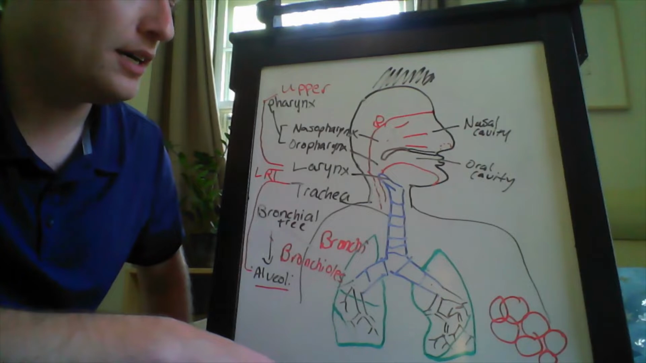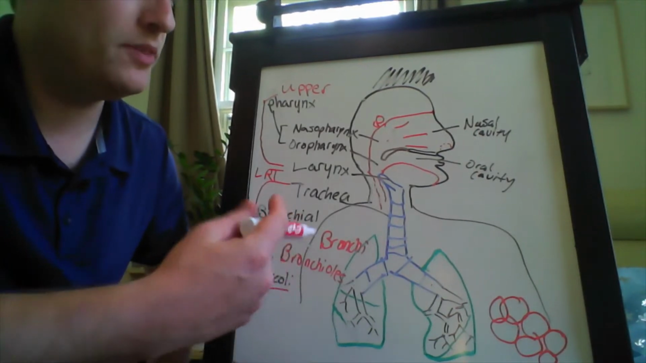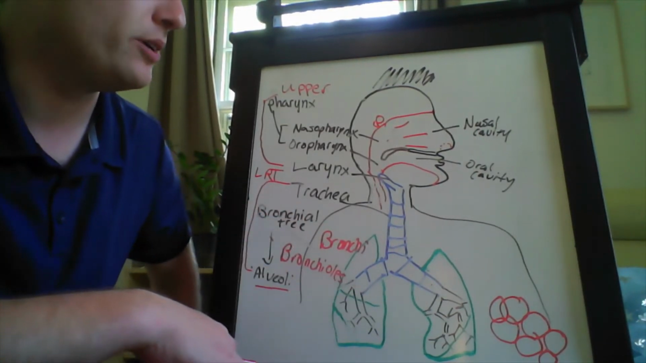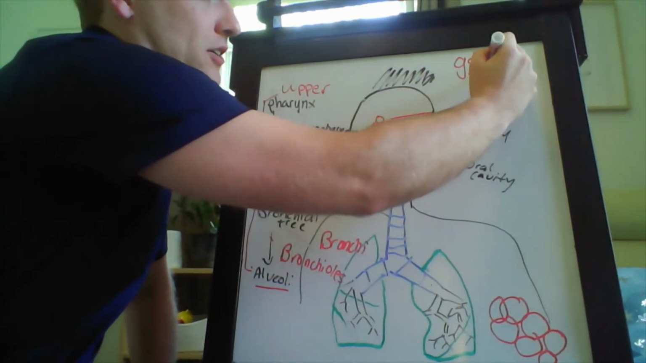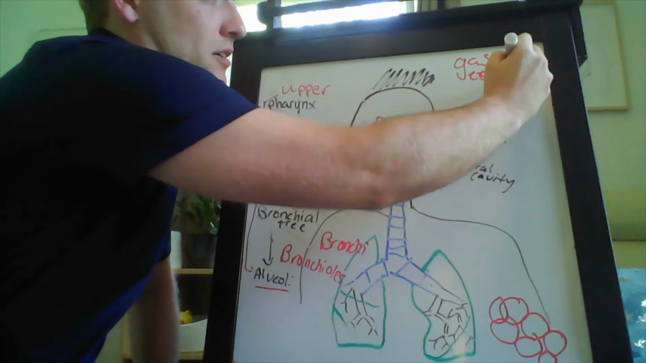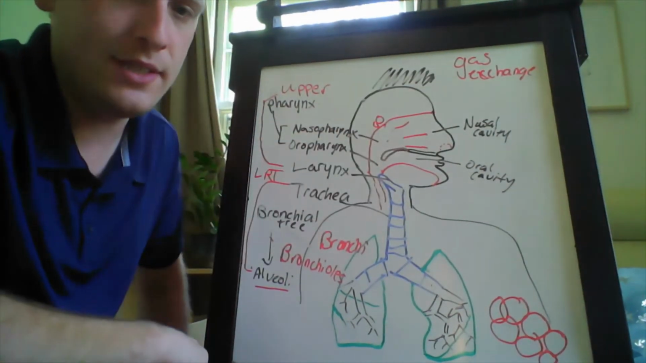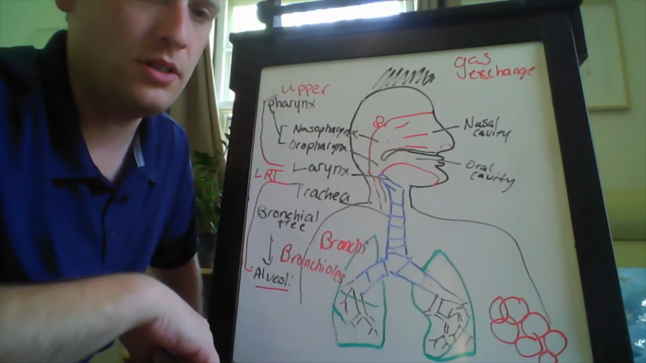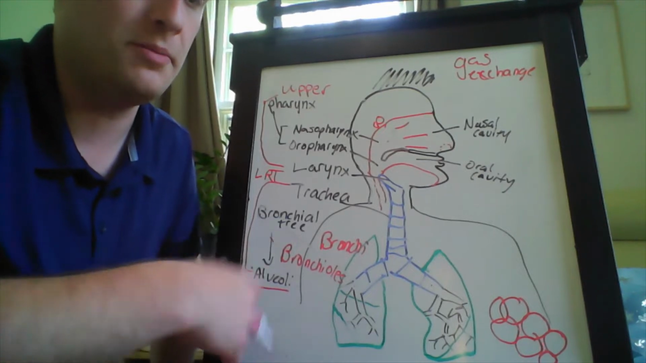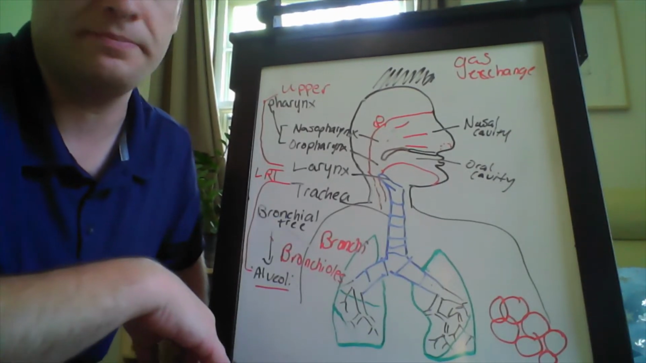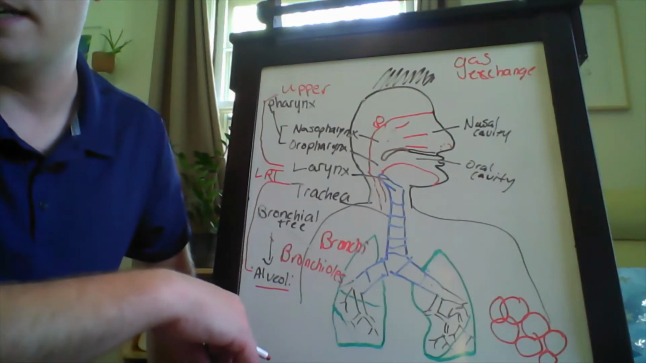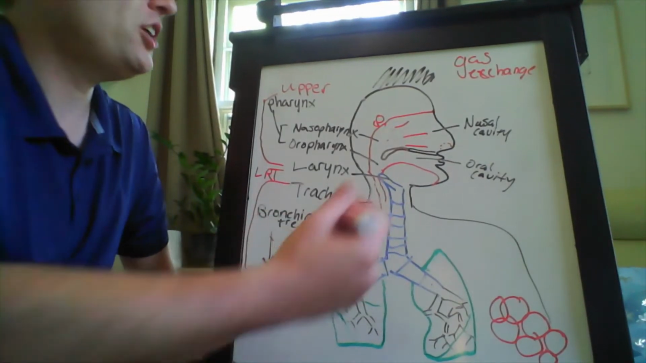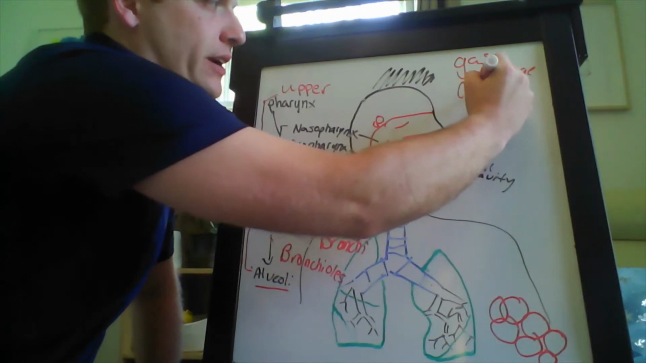And of course, that is the number one function of the respiratory system: gas exchange. That includes taking oxygen into the bloodstream and removing carbon dioxide from the bloodstream. Another important function, and generally gas exchange, is called respiration.